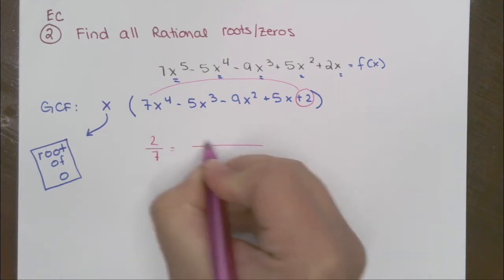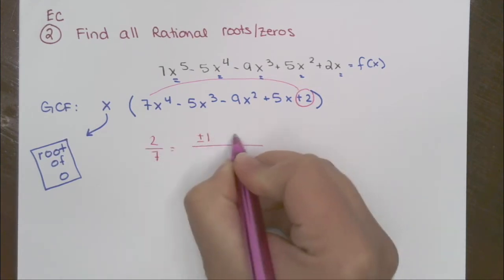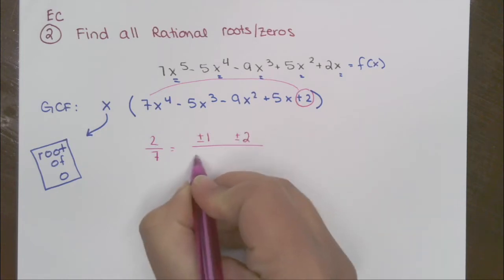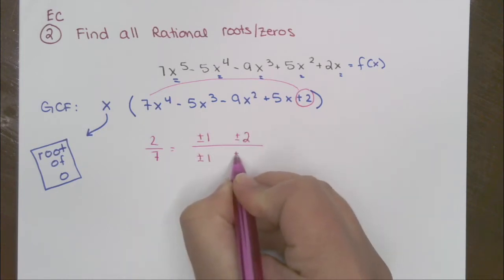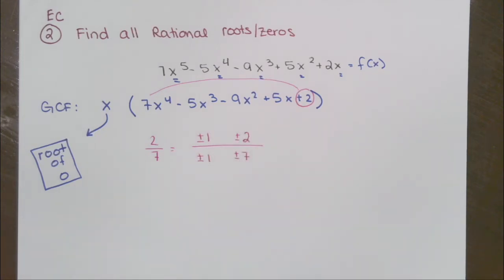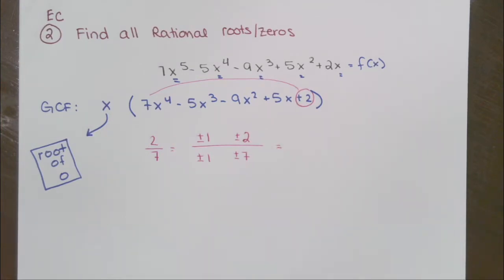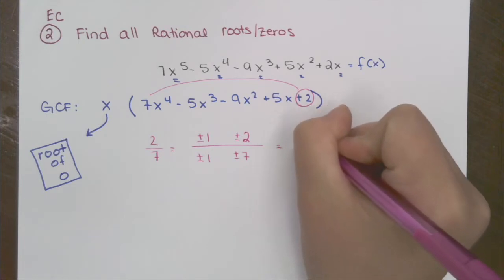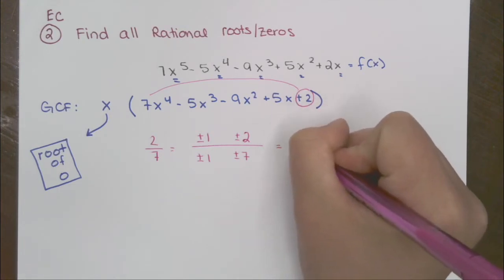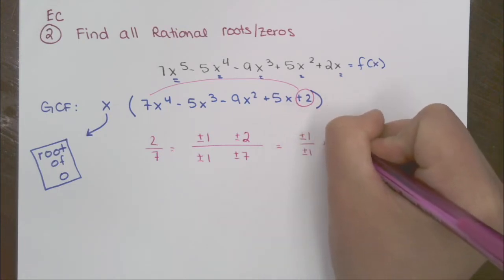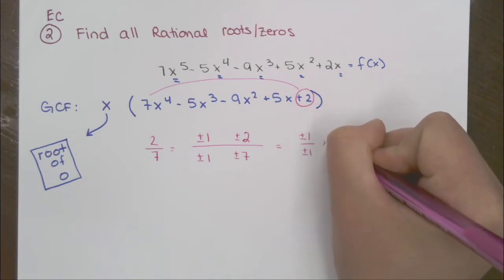That means our possibilities for 2 are 1 and 2. Our possibilities for 7 are 1 and 7. List them out. The way that I like to list it is I start with the first numerator over all denominators, then the second numerator over all denominators. So far, from what I see, you guys can list out your possibilities. It's the steps after that that get confusing.